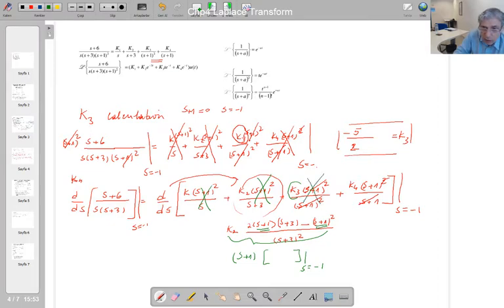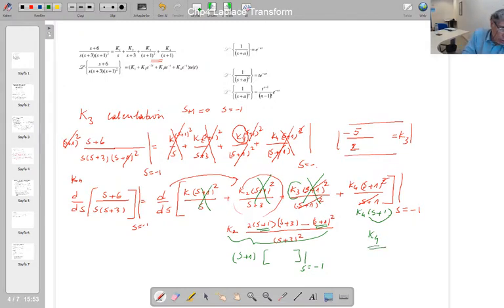What about the derivative of this one? Now that square has gone and this one remains. What is left is the derivative of this function, which is K4, isn't it? Because the derivative of this function with respect to s is 1 times K4. So what is left on the right hand side is K4 only.